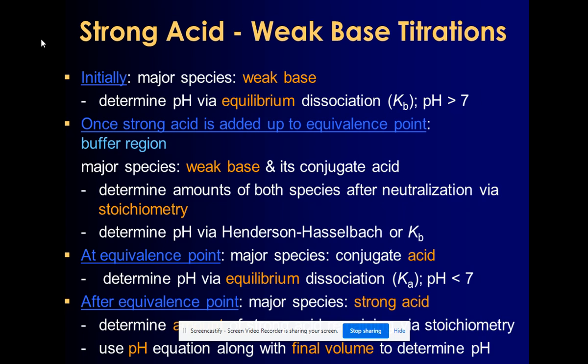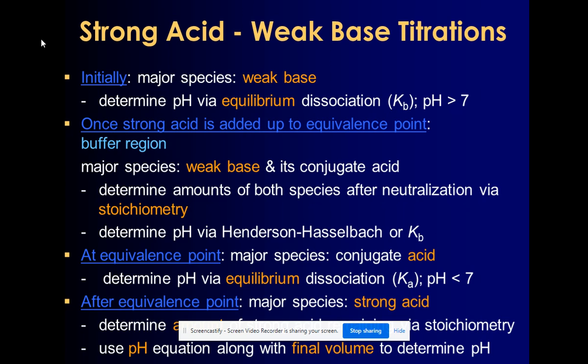Initially, in a strong acid weak base titration, all you have present is a weak base. So you're going to find the pH by using the equilibrium dissociation of that weak base, the fraction that actually does dissociate and produces hydroxide ions. Your pH will be basic at this point.